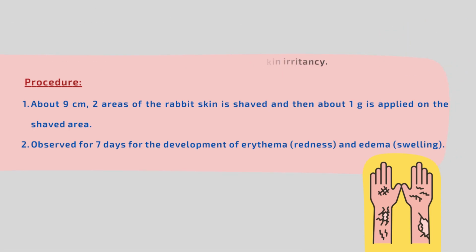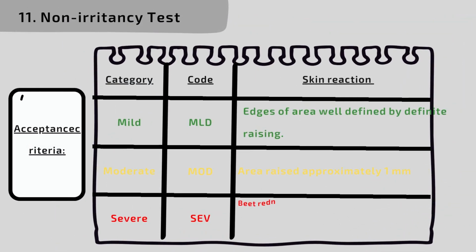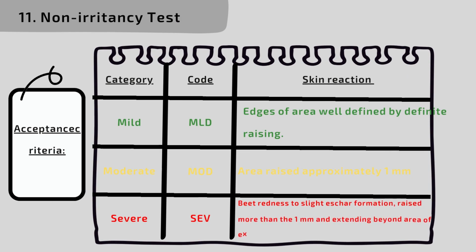Acceptance criteria. Category: mild skin reaction, edges of area well defined by a definite tracing. Moderate, area raised approximately 1 mm. Severe, beet redness to slight scar formation, raised more than 1 mm and extended beyond area of exposure.